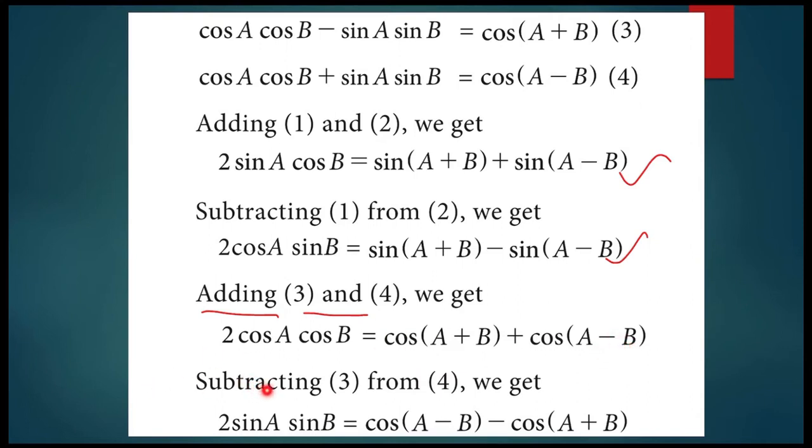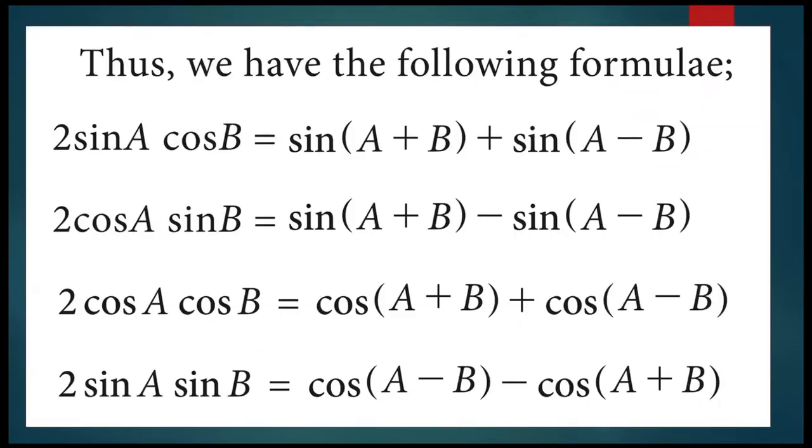Now similarly subtracting 3 from 4, we get 2 sin A sin B. Here cos A cos B will get cancelled, and minus and minus will be plus. So 2 sin A sin B equals cos(A-B) minus cos(A+B), and it is our fourth formula. So these are all the transformation formulas, transformation of product into sum or difference. On the left hand side there is a product, and we convert every product into a sum or a difference.